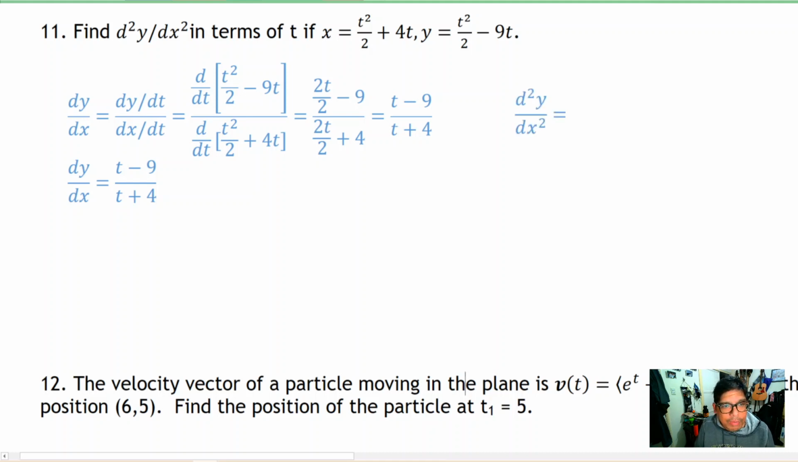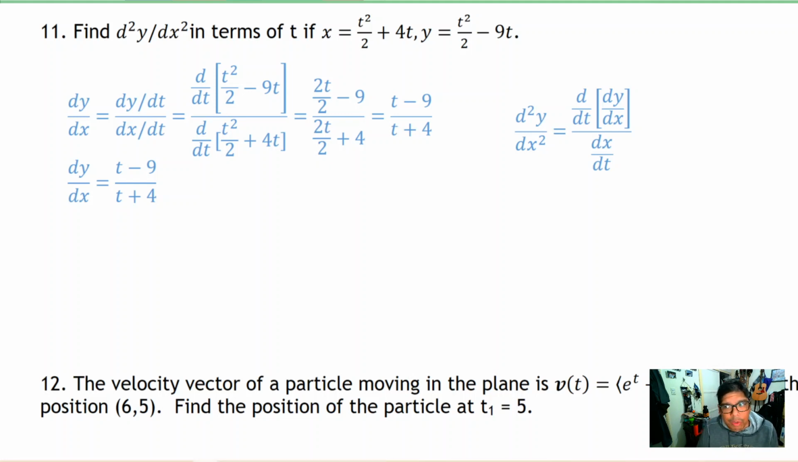The second derivative, d squared y over dx squared, well, that's equal to the derivative of dy/dx with respect to t divided by dx/dt. Now this equation is not at all intuitive to most people. So this is one that you're going to have to be very deliberate about whenever you're taking a second derivative. Let's start substituting things in.